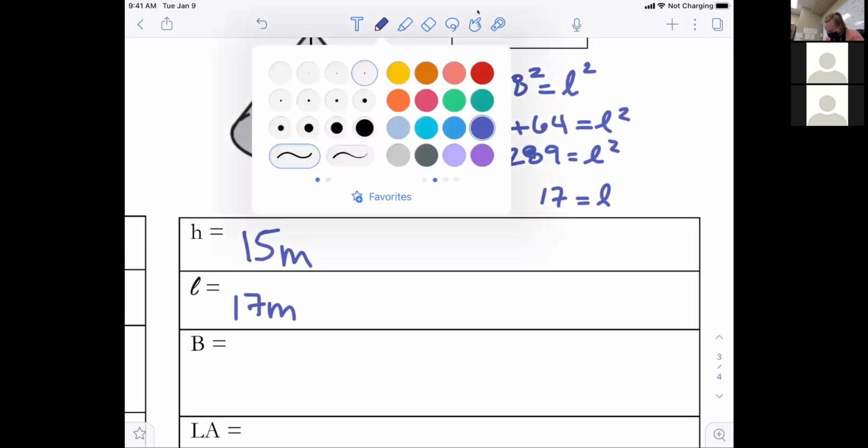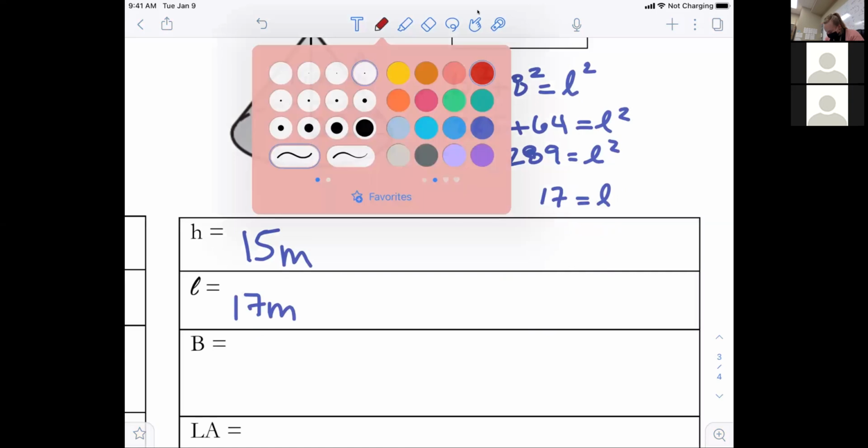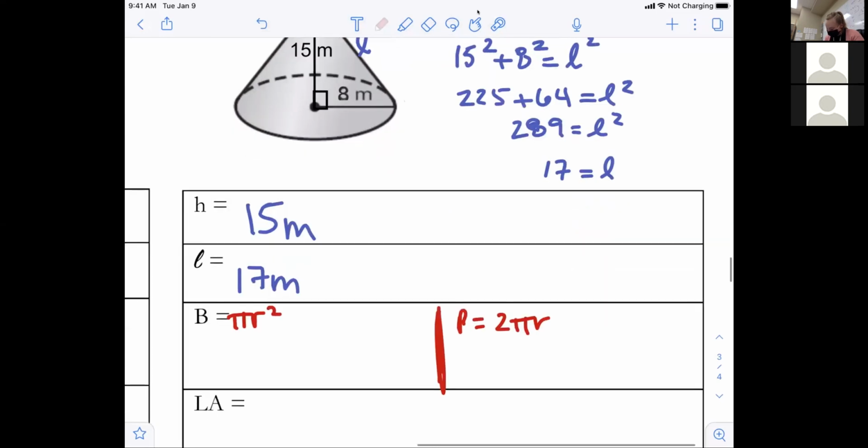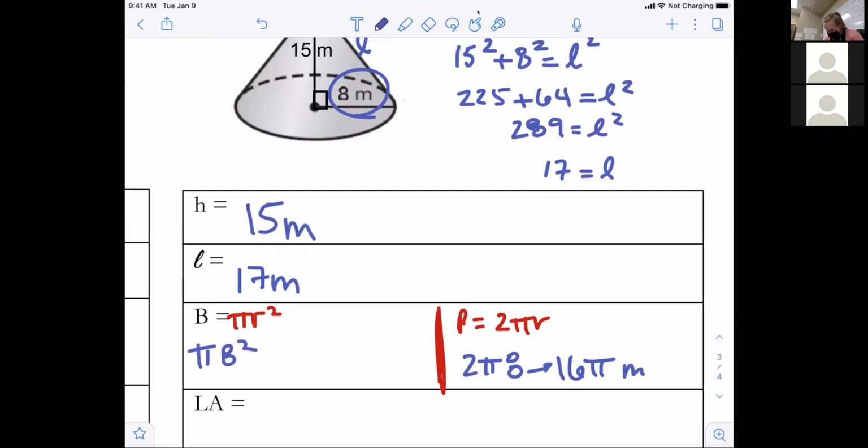I want to do base and perimeter at the same time. Perimeter is 2 pi r, base is pi r squared. My radius is 8, so it's going to be 2 pi 8, which is 16 pi meters. And pi 8 squared is 64 pi meters squared. So I put in all the work to find these 4 things because I'm going to need them to finish up.